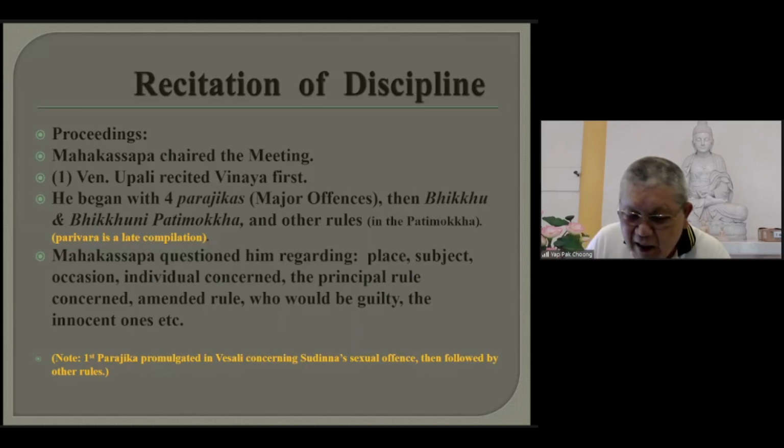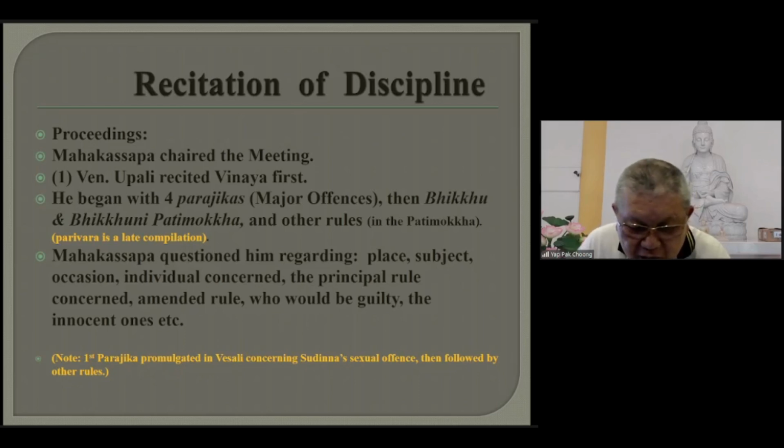So Mahakasapa questioned him. Whenever he raised the first rule, then Mahakasapa would question him: where did this rule occur or begin, or who were involved, regarding what sort of rules, what sort of offenses, any exemptions or not. So one by one, Upali explained. For example, he was asked about the first rule, sexual misconduct, that happened because of a certain monk, Sudinna, sex with a former wife, because the mother-in-law said you must give her an offspring. You know the story lah. I just quote one example lah.